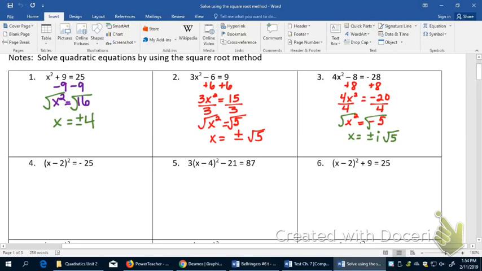Okay? Now, number 4, the parentheses part's already by itself, so what you're going to do is take the square root of the whole thing. The square root and the square go away over there on the left, because when you take the square root of something squared, you get what you started with. So this is just x minus 2.